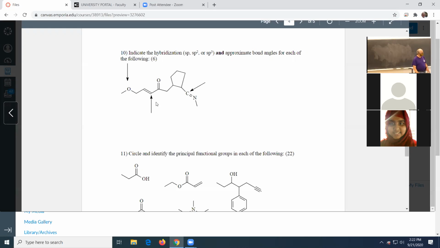Okay, this next one, there is a hydrogen, which is implied here. That's sp2, it's trigonal planar, about 120 degrees. Okay, same way with this one right here. That's sp2, 120 degrees.